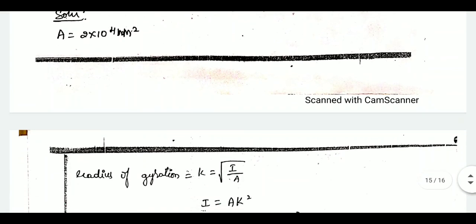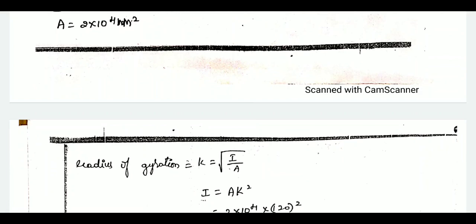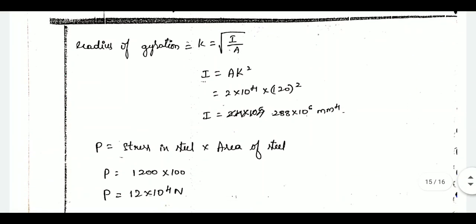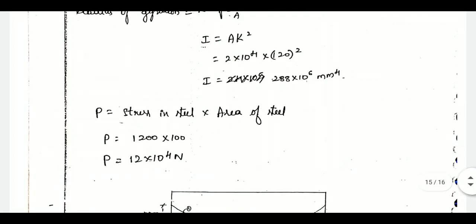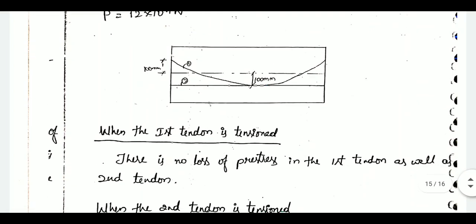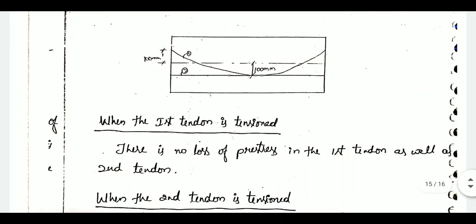So the area is given. To calculate the I value, the radius of gyration K is equal to root of I by A. So we can calculate the moment of inertia directly. So P is the stress in steel into the area of steel. The area of steel is given as 100 mm square. So we'll get 120 kilonewton. So this is the profile of the tendon, 100 mm at support and 100 mm at midspan. So when the first tendon is tensioned, there is no loss in any of the tendons.